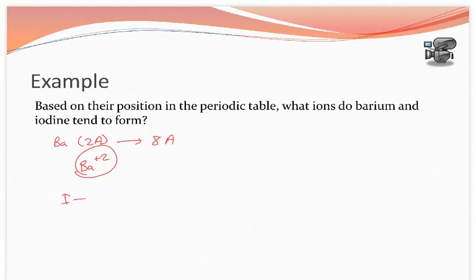Iodine is in group 7A, and it needs to get to 8A. So it can gain 1 more electron or lose 7 electrons to get to the nearest noble gas. And of course, it's much easier to gain 1 electron, so we will have iodine as -1 charge.